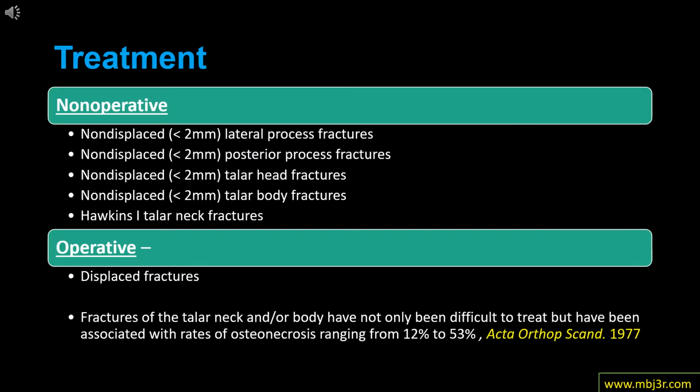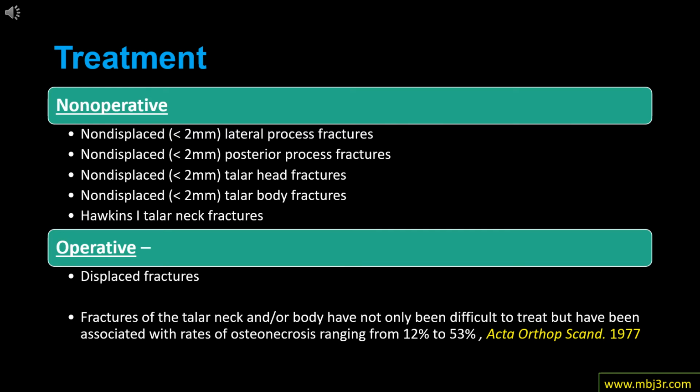After stabilizing the patient, we have to see the CT scan. If it is a non-displaced lateral process fracture, non-displaced posterior process fracture, non-displaced talar head fracture, or non-displaced talar body fracture, non-displaced here means less than 2 mm of displacement. And Hawkins type 1 talar neck fractures are treated by conservative method, that is by below knee cast, limb elevation and painkiller tablets. If it is displaced, then operative fixation is required.